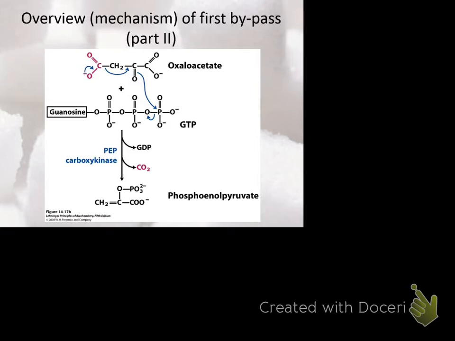Remember, this was like negative 61 or negative 62 kilojoules per mole, hugely energetically favorable. And so the way that we get around that is through this shunt using this oxaloacetate.